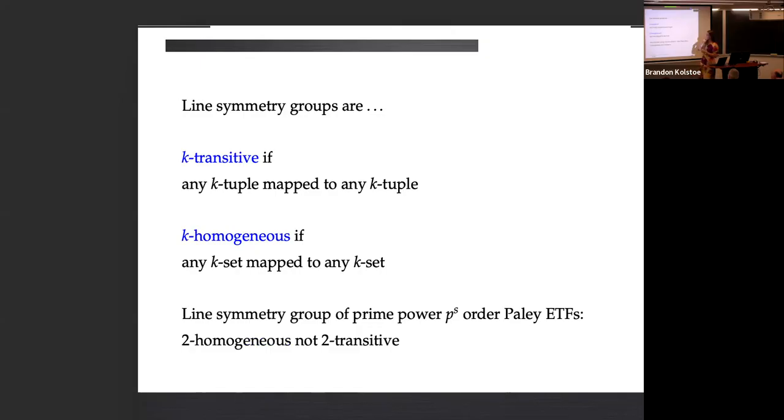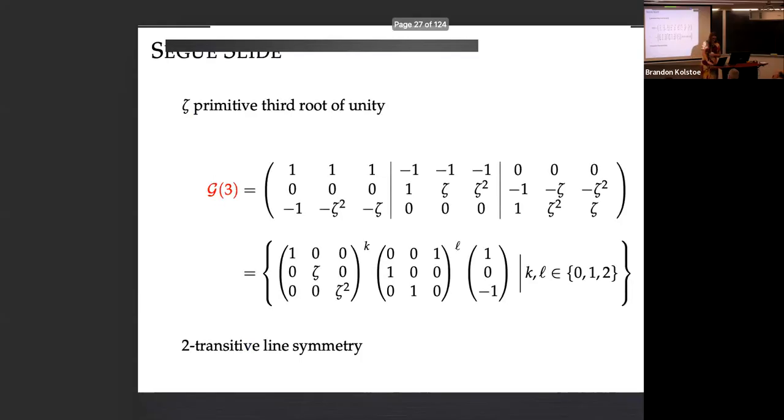And so it also ends up that these line symmetry groups of the Paley ETFs are too homogeneous but not too transitive, which has a lot of interesting representation theory from the 1970s that I got to dust off to do these results. So cool. Now we're ready for a segue slide.